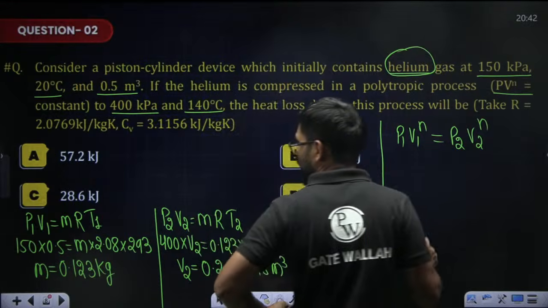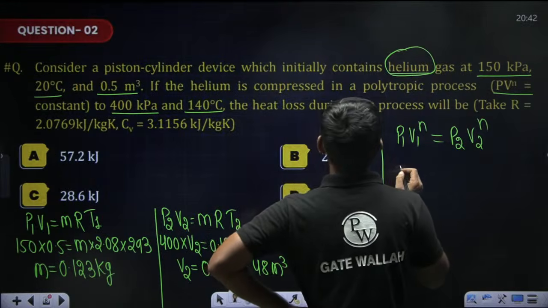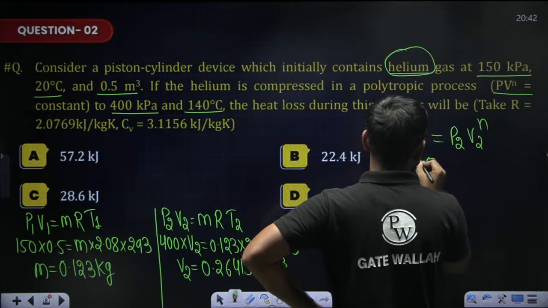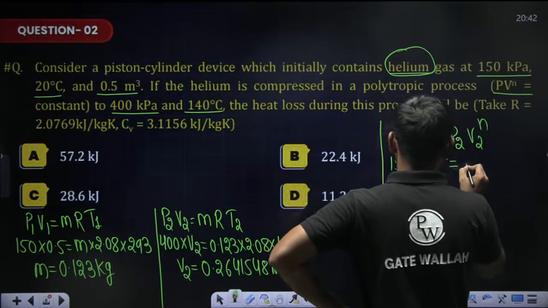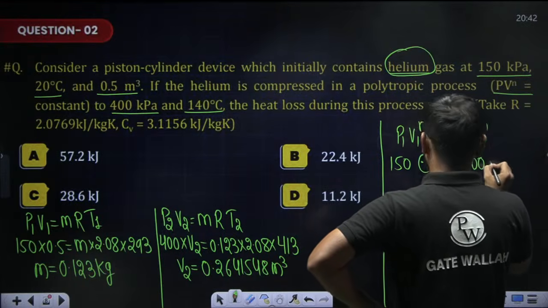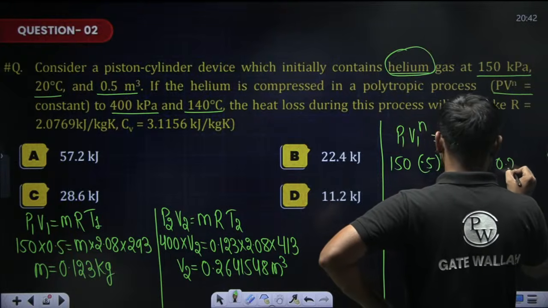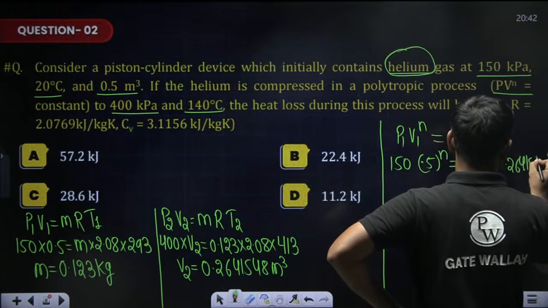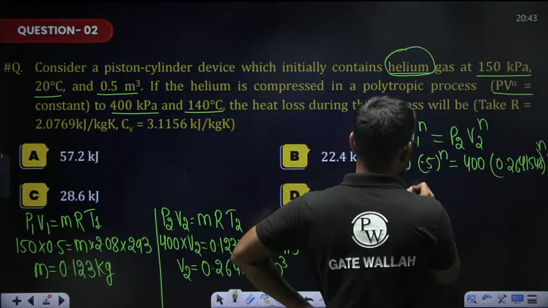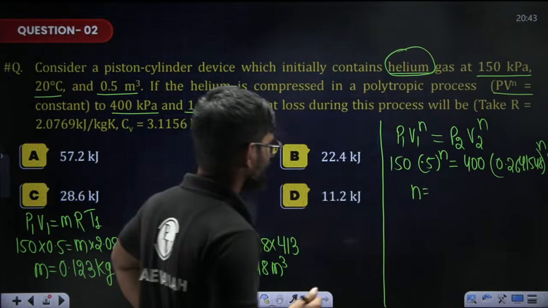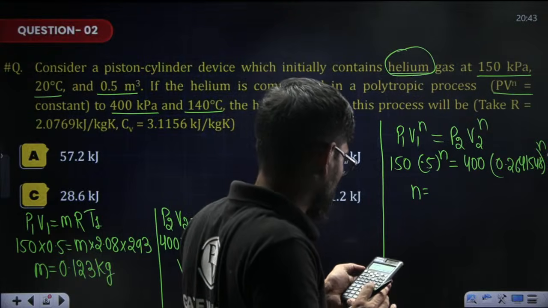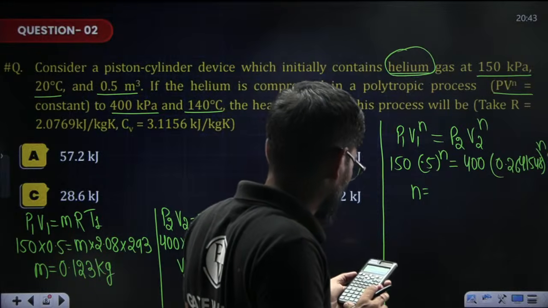So P1 V1 to the power n is equal to P2 V2 to the power n. P1 value is 150, so 150 into 0.5 to the power n is equal to P2 value 400 into 0.264154 to the power n. Now calculate the n value from here. So n is equal to 4.